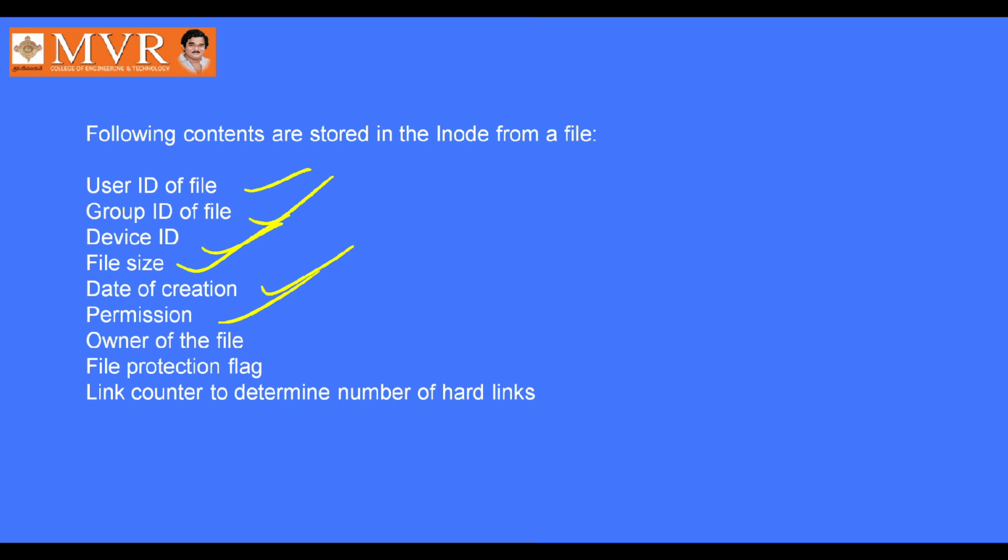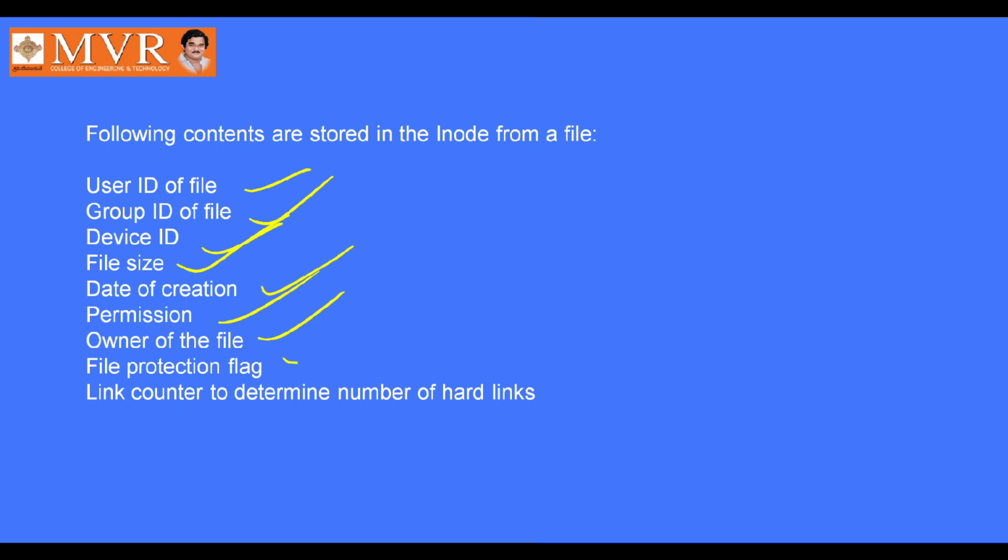Permissions of the file: as we discussed in the previous class, every file has permissions for three groups, user, group and others, and each will have separate permissions. Those are all part of the information it contains. And the owner of the file: a file can be created by one person, and that person can change its ownership. So who is the current owner? It also contains that information.